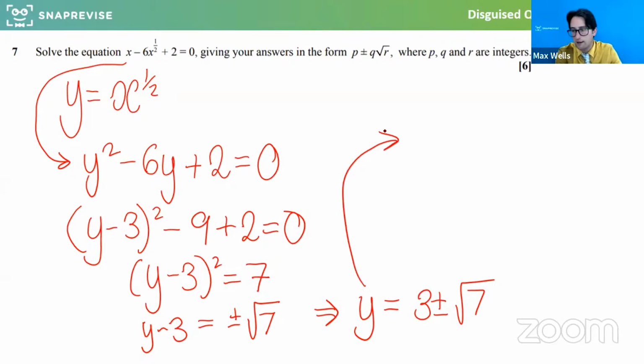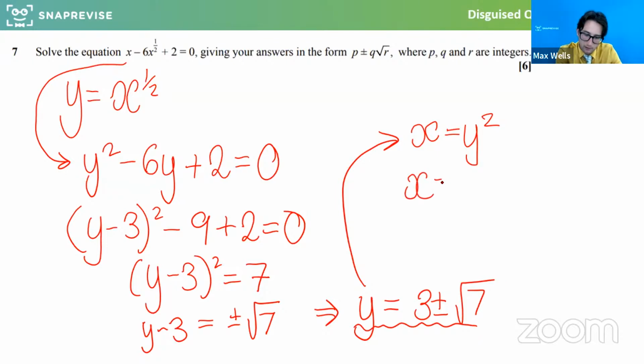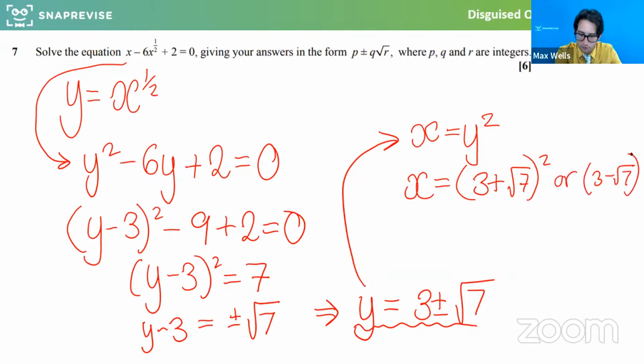So solving for x, what we're going to do is remember that if y equals x to the half, x is equal to y squared. So I can find the x values by squaring my answers. And that's what's different. That's what's perhaps not as obvious. So I'm going to do what? 3 plus root 7 squared, or 3 minus root 7 squared. Now that is it. They are the answers.